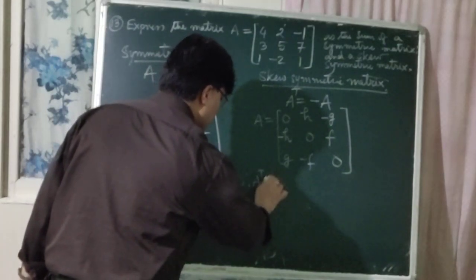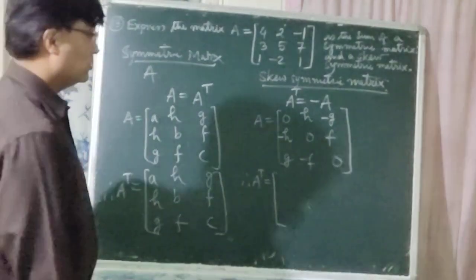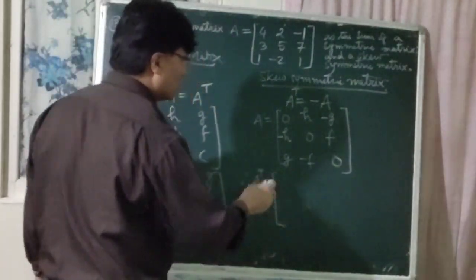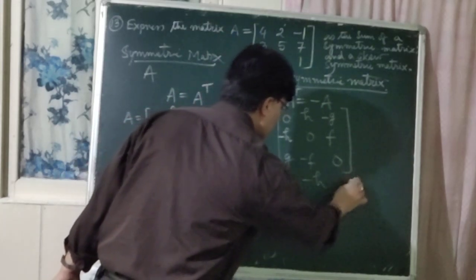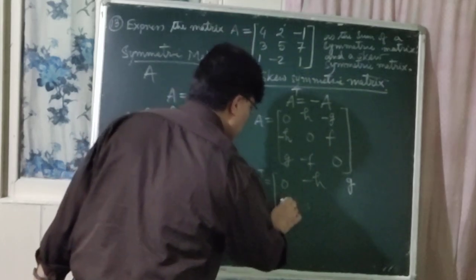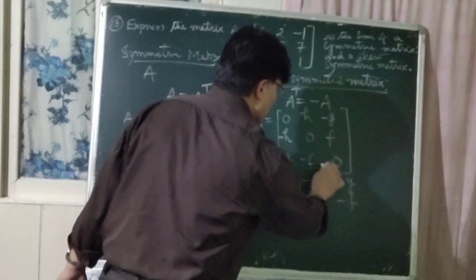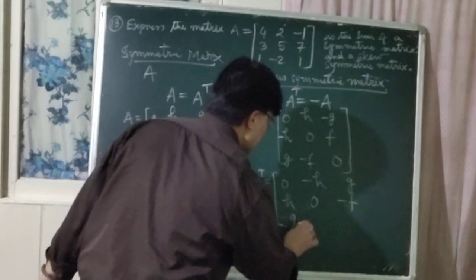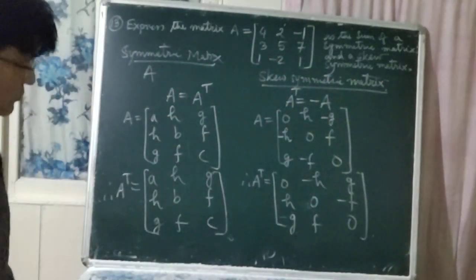That is A transpose is equal to, let us make A transpose here, okay? That is rows into columns and columns into rows. Now this first column becomes the first row, 0, minus H, Z. This second column becomes the second row here, H, 0, minus F. And this third column becomes the third row, that is minus Z, F, 0. Is that clear to all of you?